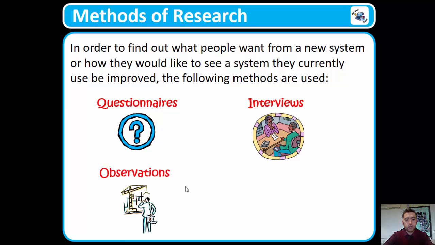Another one is observations. So this is where you go to the business, the company, the organisation, and you watch what they do on a day-to-day basis. So this again takes quite a lot of time, and also people tend to not do things as they would normally do if they're being observed. You've all perhaps been in a lesson where a teacher's being observed and all of a sudden they start singing and dancing and doing all things that they don't normally do. That can happen as well in a business.